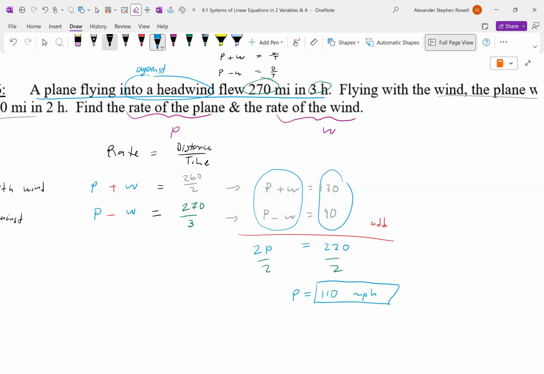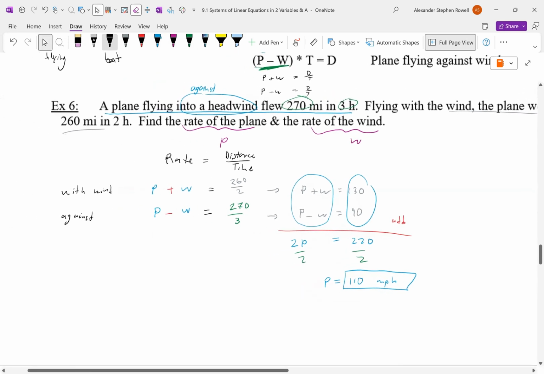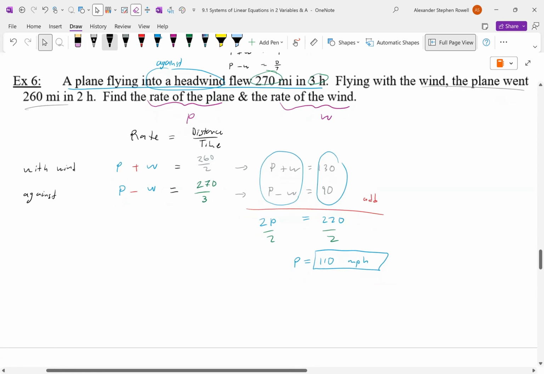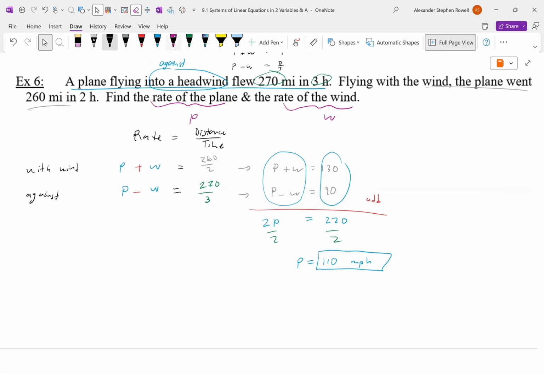Is that reasonable? Maybe a small airplane? Okay, yeah, and so we can plug this into either equation. You were saying that this one, P plus W, but we'll use 110 is equal to 130. Subtract 110 from both sides, and we get W is equal to 20 miles per hour. Are there any questions about this?